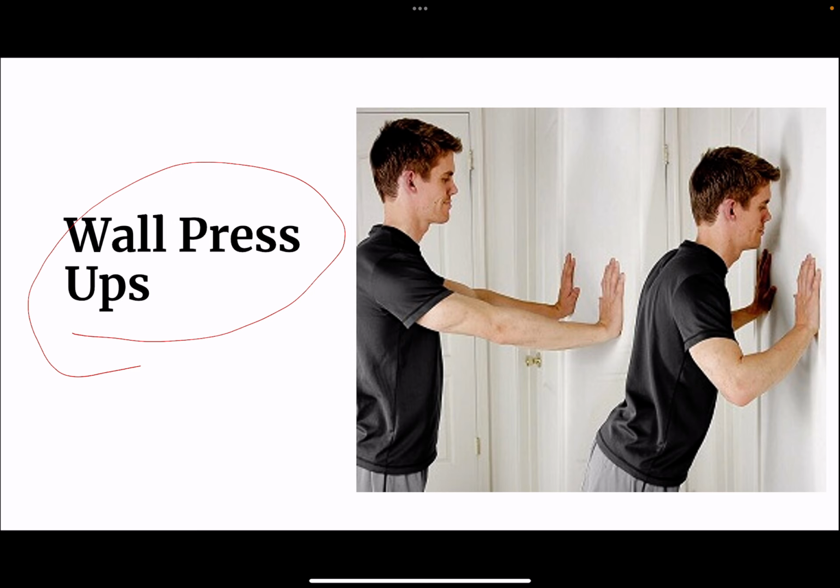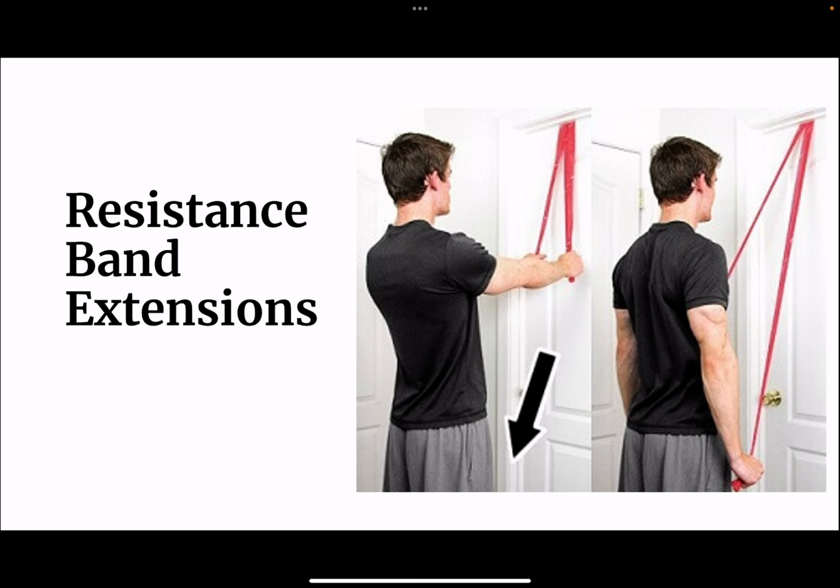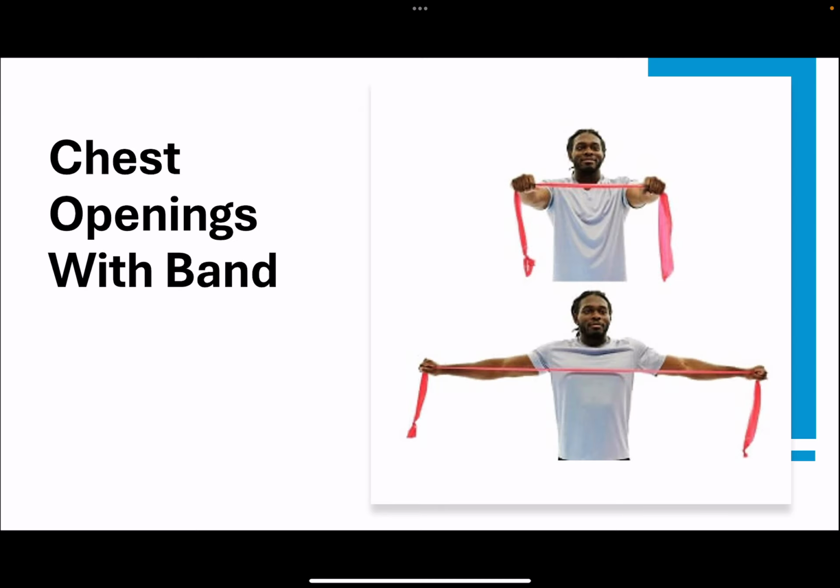Wall press-ups, pressing exercise, push-up exercises, resistance band extension like that. You hold it and from 90-degree shoulder abduction and back to 0. Okay, not hyperextension. Chest opening with band, chest opening with bands to stretch the pectoralis major and contract it, eccentric contraction.